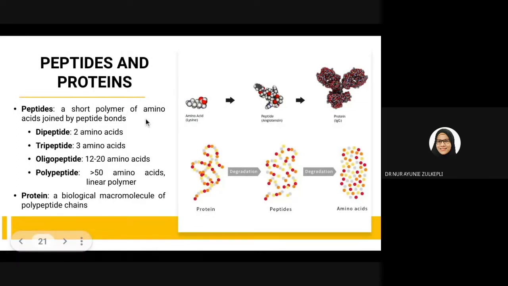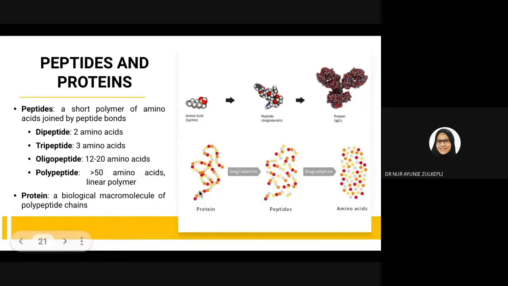So two amino acids bound together we call a dipeptide, and three amino acids a tripeptide. 12 to 20 amino acids we call an oligopeptide, and more than 50 amino acids bound together by peptide bonds form a polypeptide. For example, the amino acid lysine here will bind to different types of amino acids to become angiotensin, the peptide.